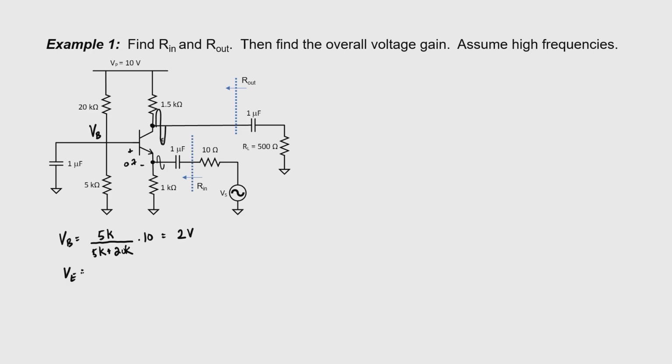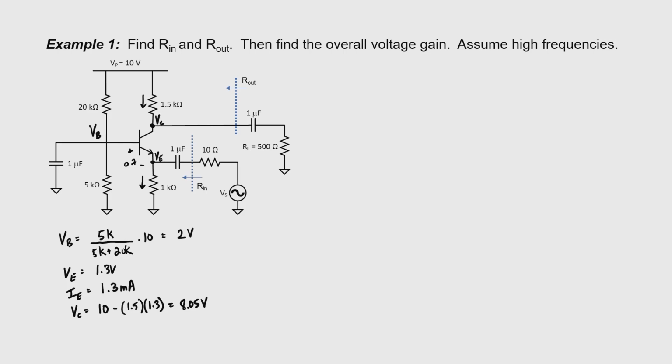So the DC emitter voltage should be roughly 1.3 volts. The DC emitter current is going to be 1.3 volts divided by 1 kiloohm, giving me 1.3 milliamps. The DC collector voltage is going to be 10 minus 1.5 kiloohms times the 1.3 milliamps. That gives us 8.05 volts.